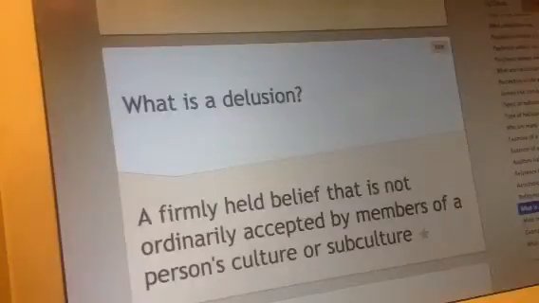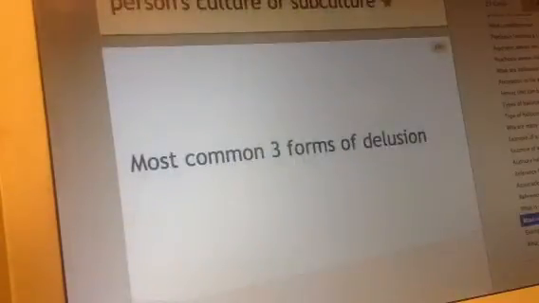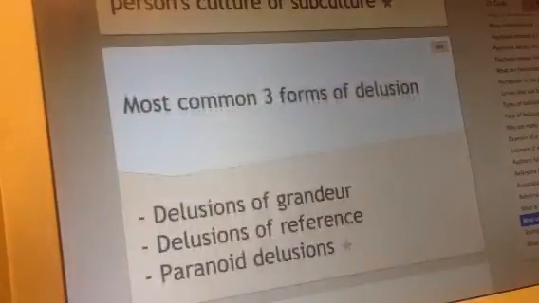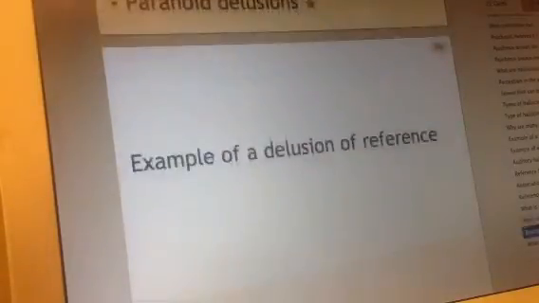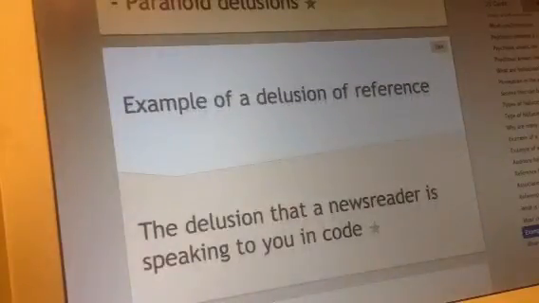A firmly held belief that is not ordinarily accepted by members of a person's culture or subculture. Most common three forms of delusion? Delusions of grandeur, delusions of reference, and paranoid delusion. Example of a delusion of reference? The delusion that a newsreader is speaking to you in code.